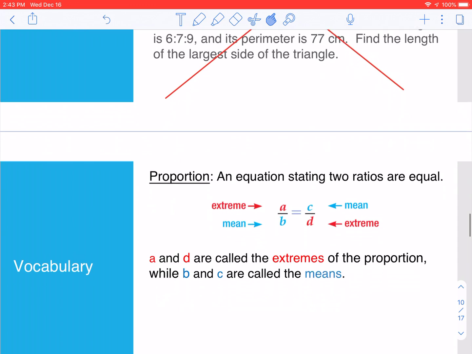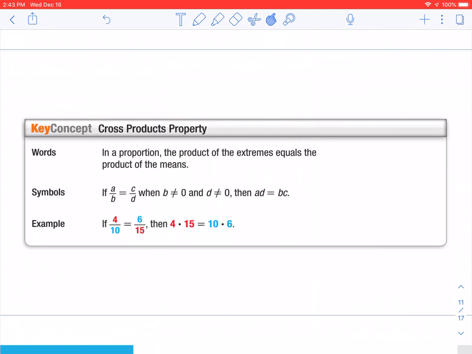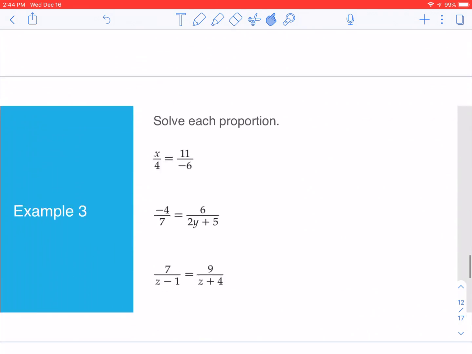Okay. We're going to skip that part. We're going to talk about the cross products property. Basically, the product of the extremes and means, when we cross multiply, those two things are equal. So we look at this right here, 4 times 15 and 10 times 6. If those proportions are equal, then their cross products will be equal.